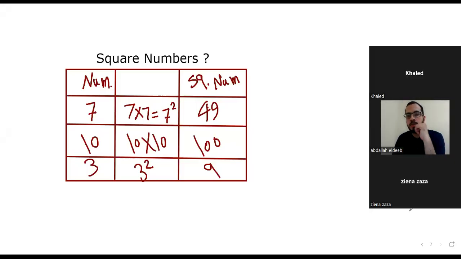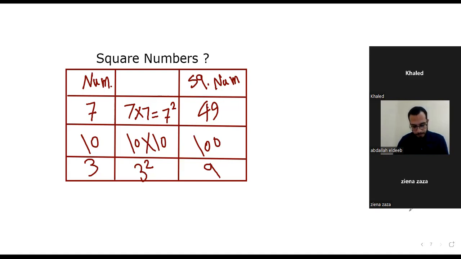So 25 is a square number. Thank you. Zena? You heard the question or no? Oh no, can you repeat it? I said to Khaled, to you, to Omar, give me an example of a square number. 4, because 4 is 2 multiply 2. Thank you so much, Zena. Omar Farouk.